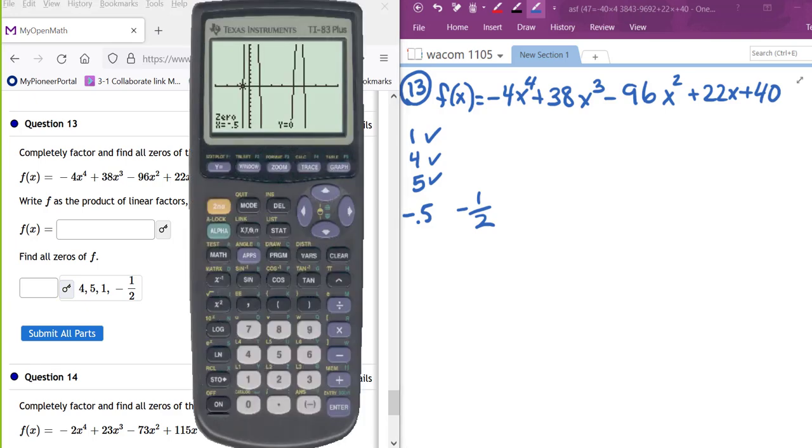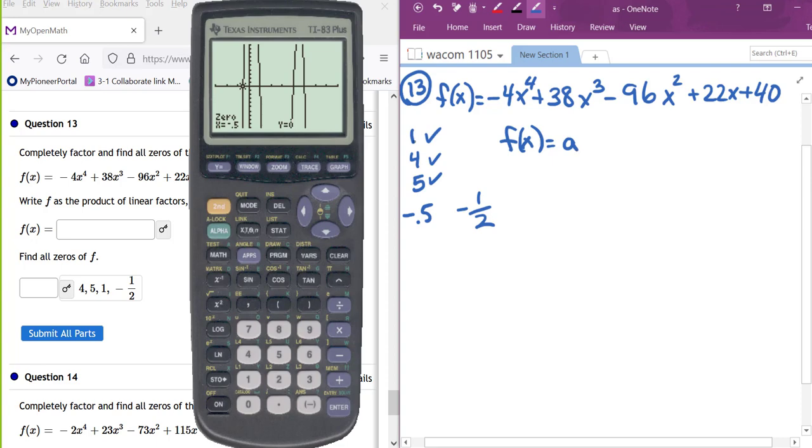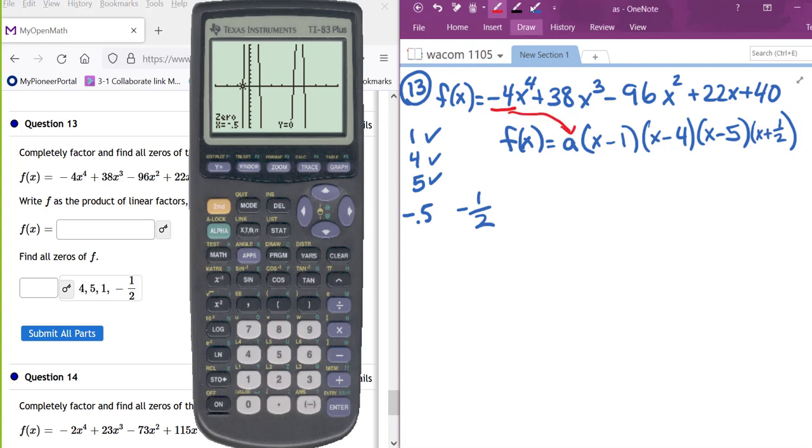So for our polynomial, we'll leave a space for a. We're going to have x minus 1, x minus 4, x minus 5, and this will have to be x plus 1/2. And then you are going to need a number here, because if these are just multiplied, that's x to the 4th, but in front you had a -4. So bring that -4 down. I'm going to write it here just to have more space.